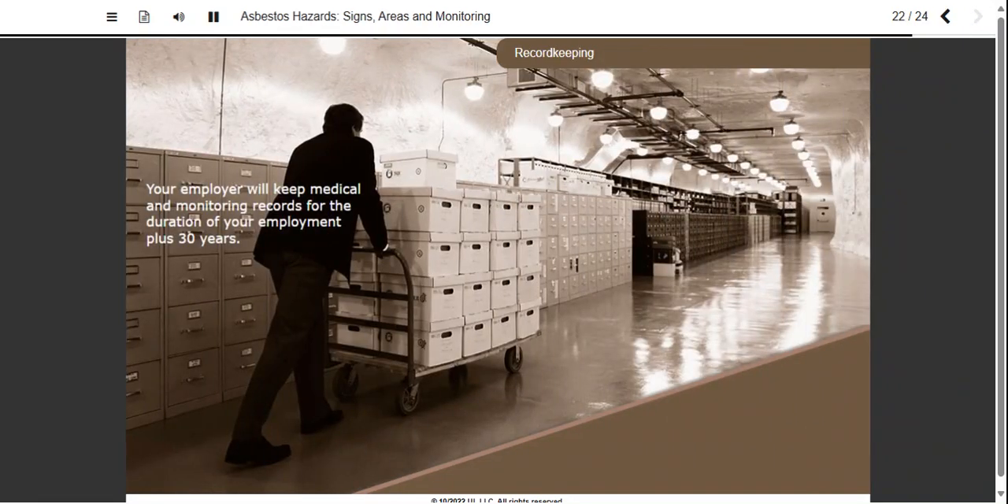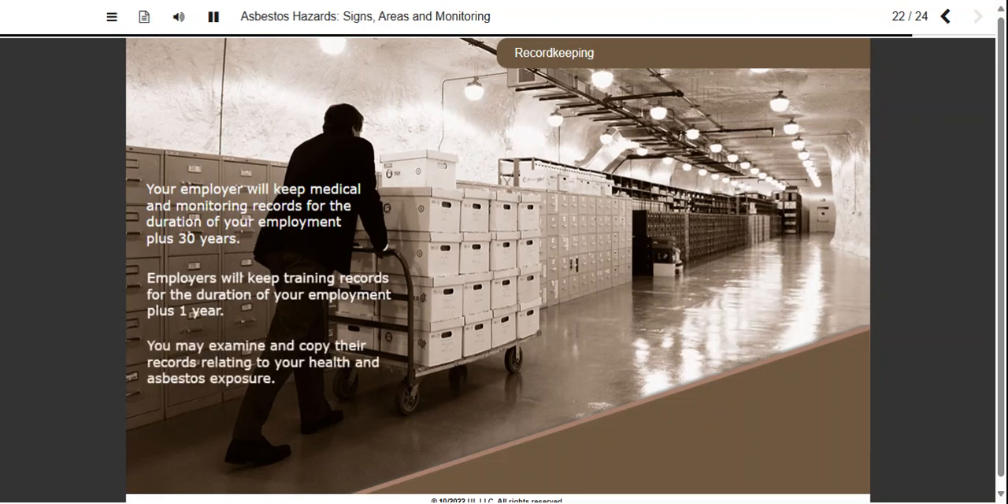Asbestos can cause health problems decades after exposure. For this reason, your employer will keep all medical and monitoring records for the duration of your employment, plus 30 years. This includes any written opinions from your physician. Employers will keep records about your asbestos training for the duration of your employment, plus 1 year. Upon request, your employer must provide you or your legal representative with the opportunity to examine and copy their records relating to your health and asbestos exposure.